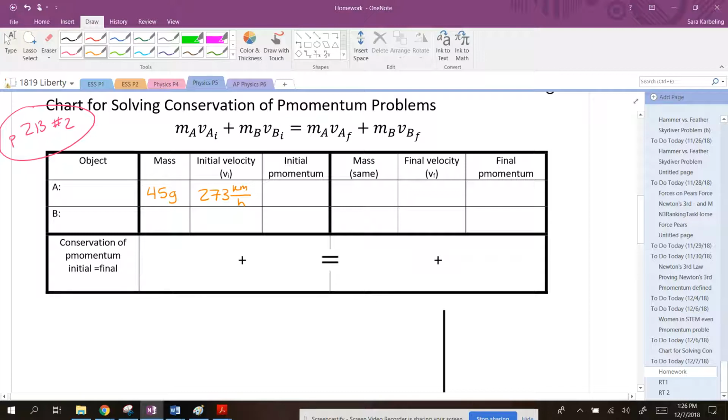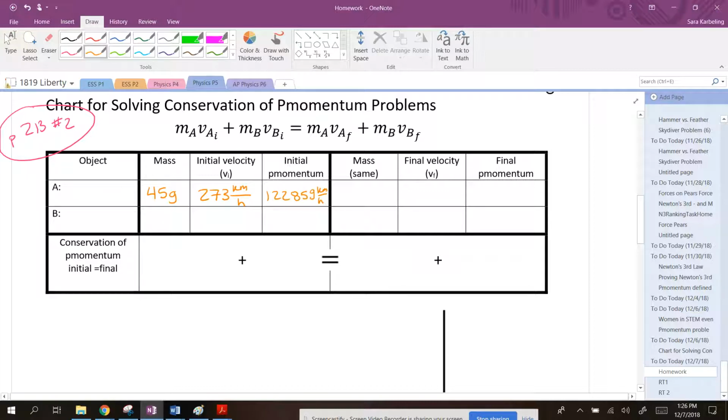So 45 times 273 is 12285. I have to write this out right. So this is grams kilometers per hour. That's weird. When you have big things like planets that are moving really fast, it should be really big. True. Which is why we use scientific notation to make our lives better.